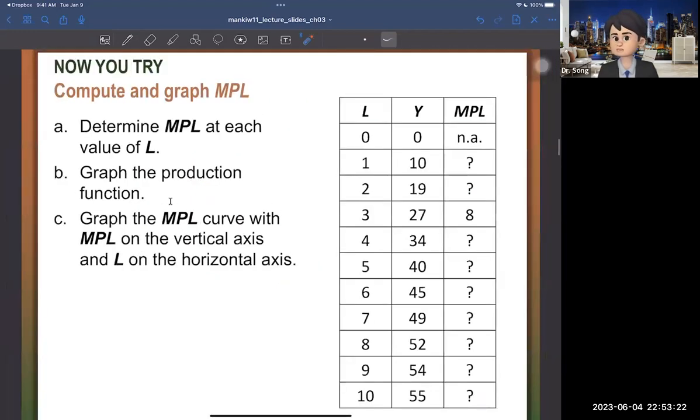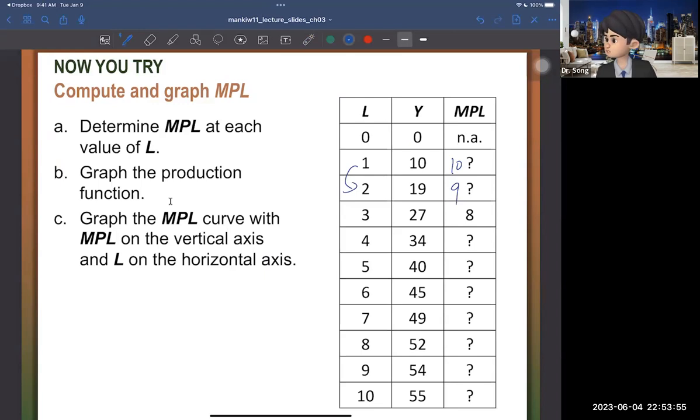Okay? Let's cover some examples. Here, we have a table, and the first question asks you to determine the marginal product of labor at each value of L. So when you have 0 workers, there is no marginal product of labor, you cannot find it. But then when you have the first worker, what happened? You have 10 outputs, right? So the difference from the previous, 0 and 10, is 10. So the marginal product is 10. And then when you have one more worker, now you have 2 workers, the second worker's contribution is 9. So on and so forth.